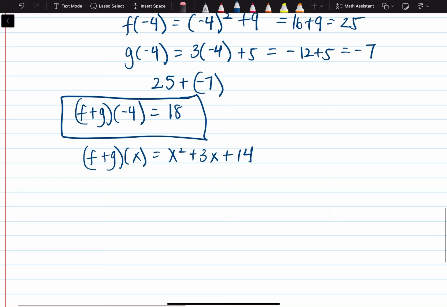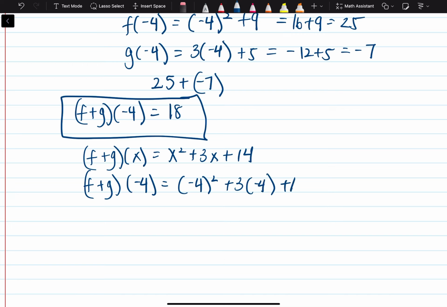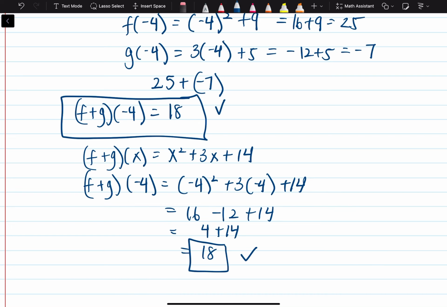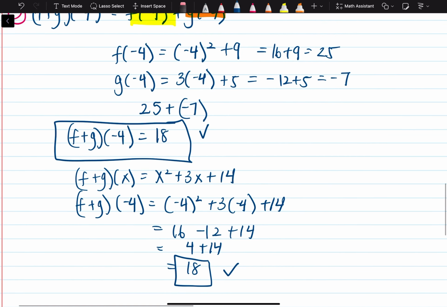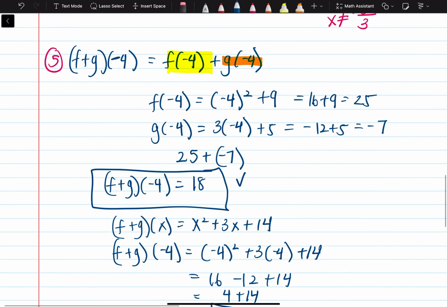So now we can just substitute in the value of x that they want us to substitute in, which would be negative 4 squared plus 3 times negative 4 plus 14. You do some algebra, this would give you 16 minus 12 plus 14, which gives you 4 plus 14, which also gives you 18. So either one, you'll notice that they both equate out to 18. So it's the same process, but like I said, your answer ends up being a number because they actually give you an input to substitute into the function.